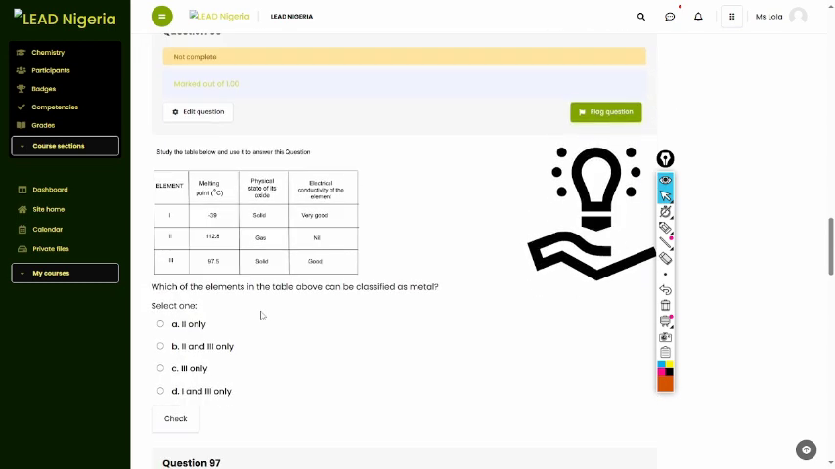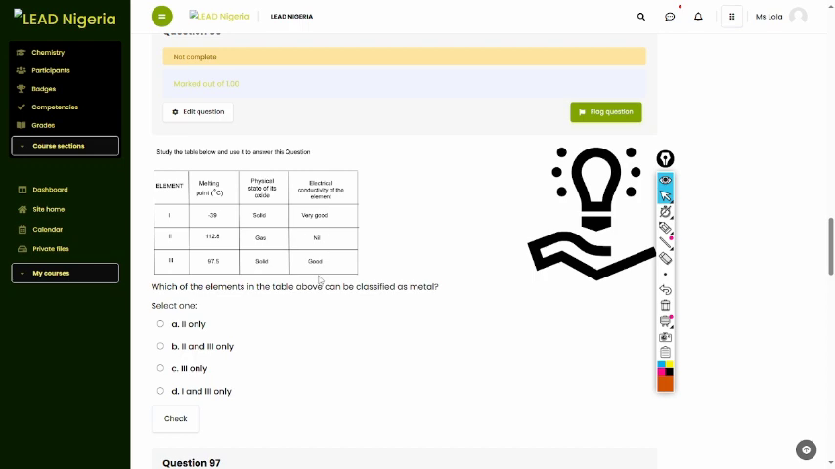So study the table and use it to answer the question. Okay, so which of the elements in the table above can be classified as a metal? So melting point. Now metals generally have high melting points. Okay, so element 2 looks like the answer because it has high melting points. But then let's consider the other ones. Now, physical state of these oxides. The oxides of metal are solids. They're crystalline solids at room temperature. So that actually eliminates 2. So 1 and 3 could be the answer.